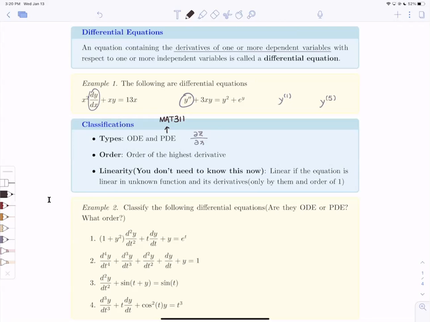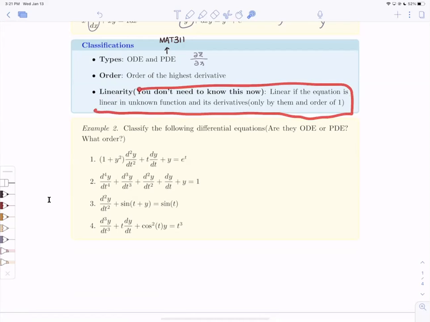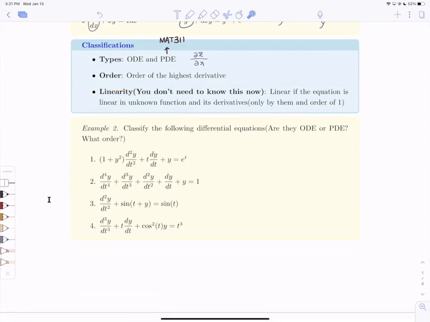Nope? Okay, cool. The second thing is that you need to know the order of a differential equation. The order of a differential equation is the order of the highest derivative. And the third thing, I put it here, but you don't need to know this now, because last semester when I taught students this, I realized I never taught them this properly. So I'll leave the definition here. You can read it if you are interested, but you don't need to know this.